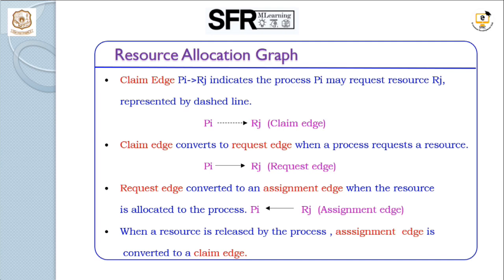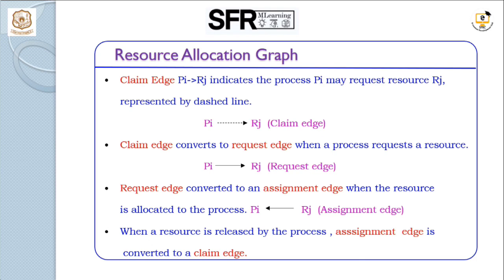Any number of processes can claim any number of resources at the initial stages. The next is the request edge. After the claim edge, when a process requests a resource, the dotted arrow becomes a complete solid arrow. It is represented using a solid arrow, Pi solid arrow Rj.